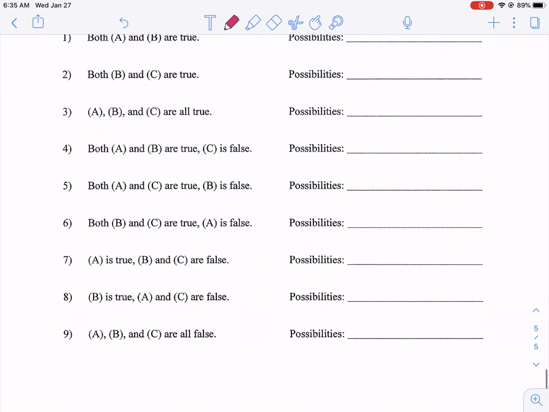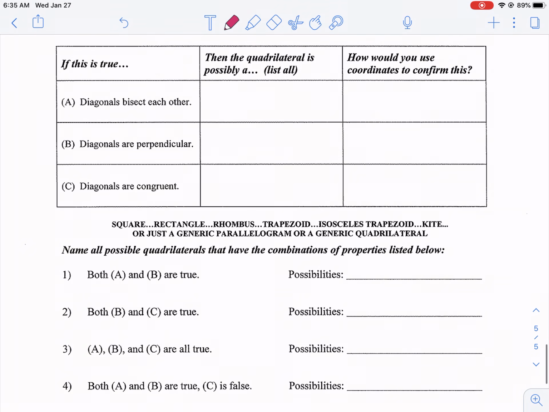Okay, so we're going to do a couple of these and then we're going to call it quits for the day. So if this is true, diagonals bisect each other, then the quadrilateral is possibly a parallelogram. Okay, that's the first one. And if it's a parallelogram, that means it could be a rectangle, it could be a rhombus, or it could be a square. Okay, that's under the umbrella of parallelogram. Diagonals bisect each other. It doesn't include trapezoid and all that.